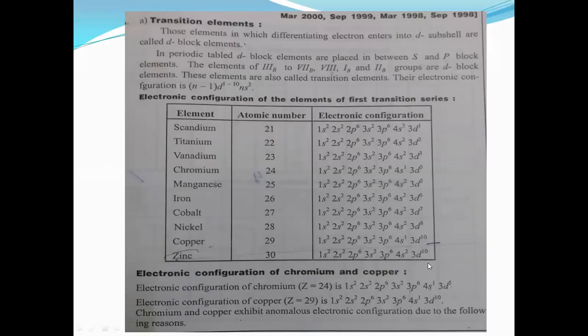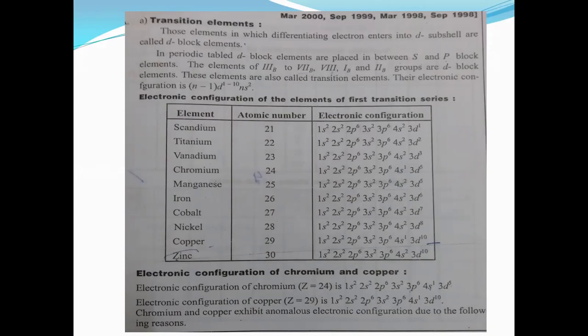See students, as a part of third semester chemistry syllabus, we have started the lesson D block elements, and we have completed the introduction part of D block elements. In continuation to that, today I am discussing about transition elements. So what are transition elements?